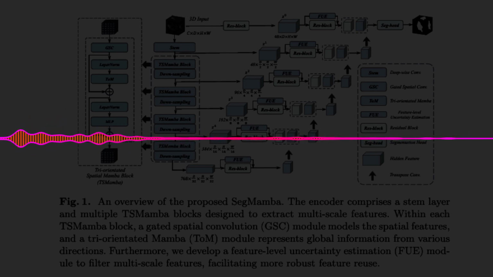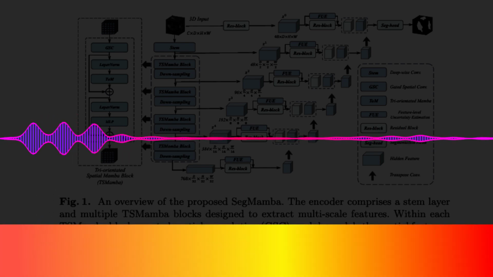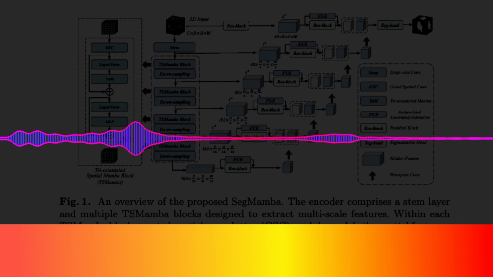And you mentioned visualizations. Did they look convincing? They did. The paper includes side-by-side comparisons on examples from all three datasets, and you can visually see SegMamba often produces segmentations with clearer boundaries and better capturing of complex shapes compared to the others. Okay, strong results. But did they dig into why it works so well? Those ablation studies you mentioned.